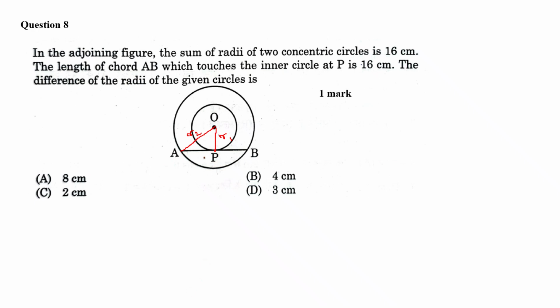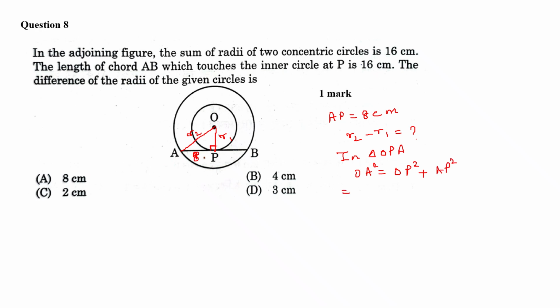Okay, now radius is perpendicular to the tangent. And OP will also bisect AB. So this AP will be 8 centimeter, isn't it? AP is going to be 8 centimeter. What we have to find? Difference of the radius of the given circle, means R2 minus R1 is missing, that we have to find. So let's take a triangle OPA, right angle at angle P. So using Pythagoras theorem, OA square equal to OP square plus AP square. This is 8, actually looking like 9.